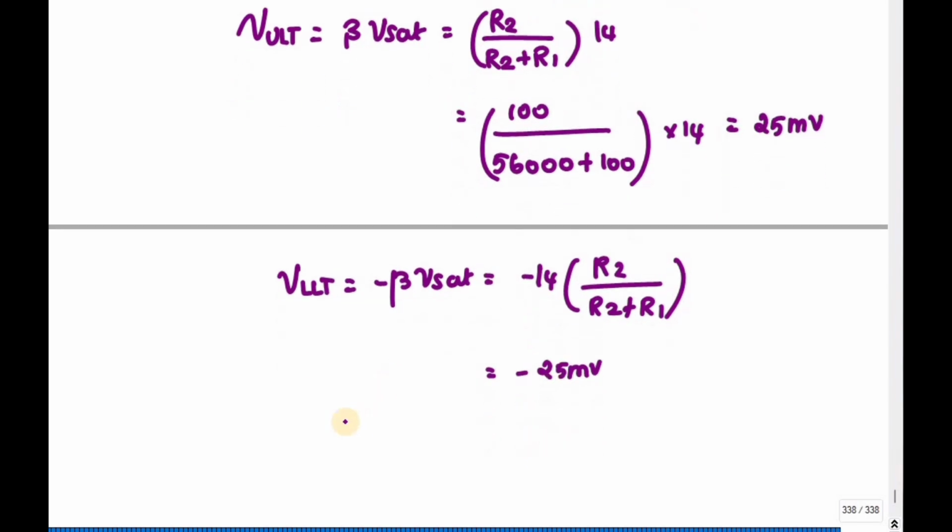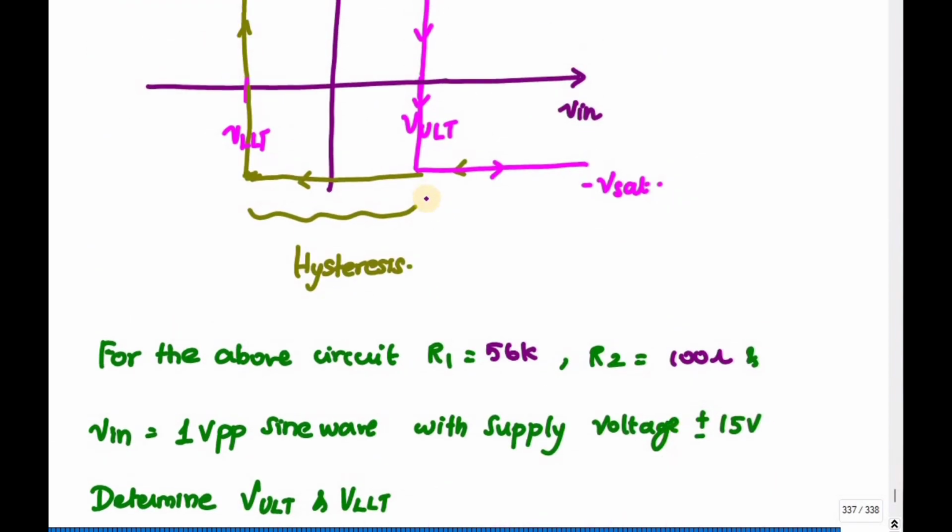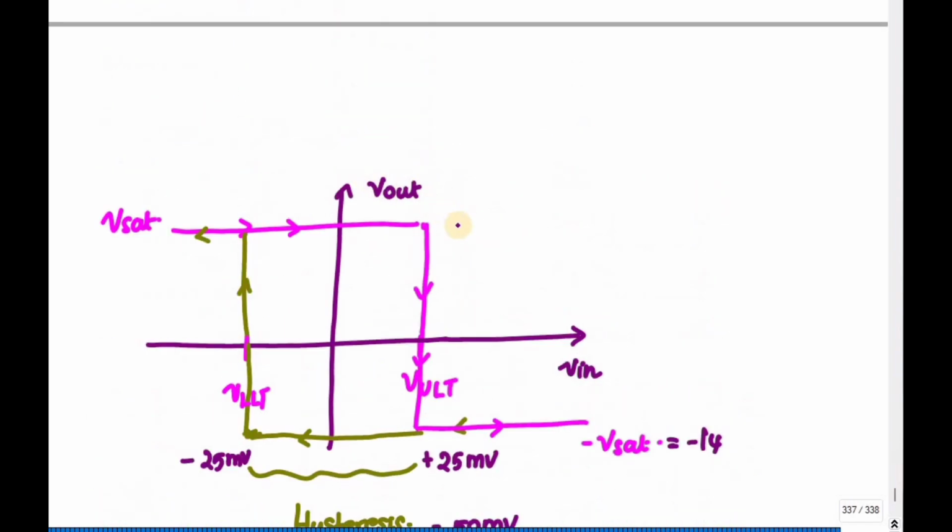So we can find the value of V hysteresis, right? V hysteresis is equal to 25 minus minus 25 millivolt, that is equal to 50 millivolt. If you draw this, this is plus 25 millivolt, this is minus 25 millivolt, and this is 50 millivolt, and this is minus 14 volt, and this one is 14 volt.